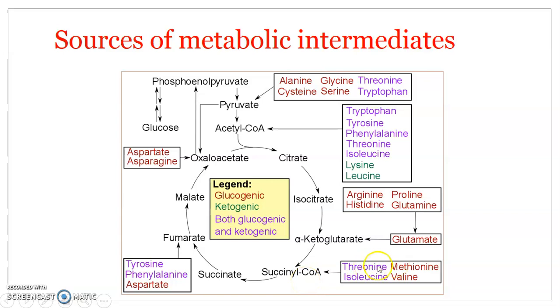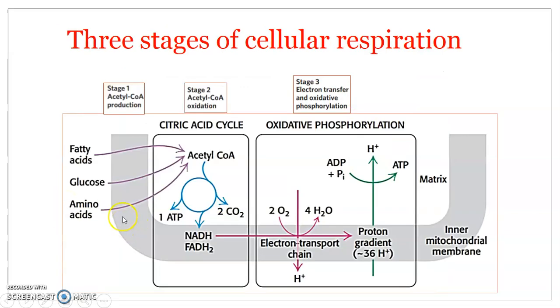Threonine, methionine, isoleucine, and valine get converted to succinyl coenzyme A. Tyrosine, phenylalanine, and aspartate get converted to fumarate, and aspartate and asparagine get converted to oxaloacetate. So all these are intermediary products. All these amino acids are generally referred to as glucogenic amino acids because they give rise to intermediary products of the TCA cycle. So this is about how amino acids enter the citric acid cycle.